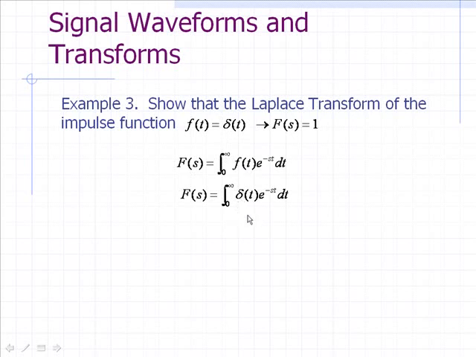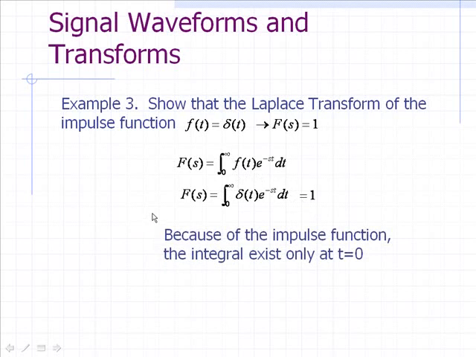And what we have finally is that this integral only exists when t is equal to 0. When t equals 0, that's just equal to 1, because when you substitute t equals 0 here, this reduces to 1, and then this whole integral has an area of 1. And that's because the impulse response, once again, only exists at t equals 0.